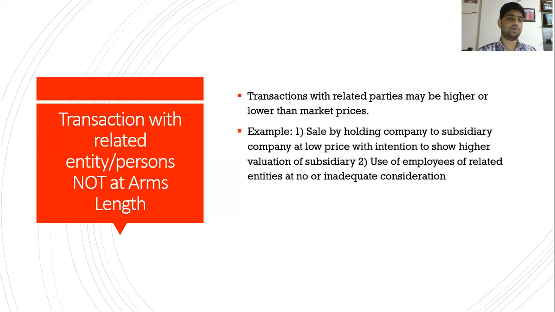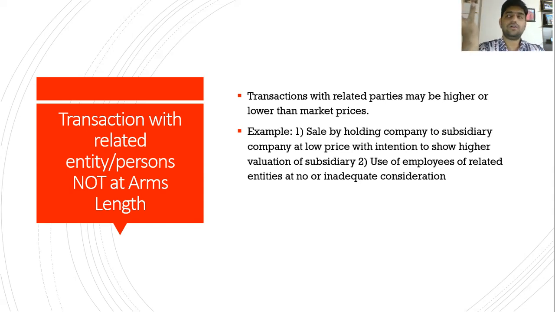So what we have to do is understand the actual market price of transactions, compare it with the prices between related parties, and if there is a difference, we need to adjust. Transactions with related parties may be at a higher or lower price, so we need to find out the market price and adjust. This situation occurs in transactions between a holding company and a subsidiary company. Another example is where there are multiple group companies, and they may use the employees of these group companies at inadequate or low consideration.